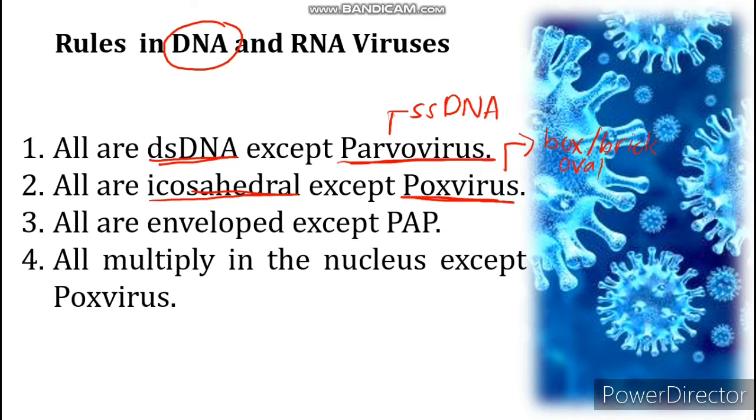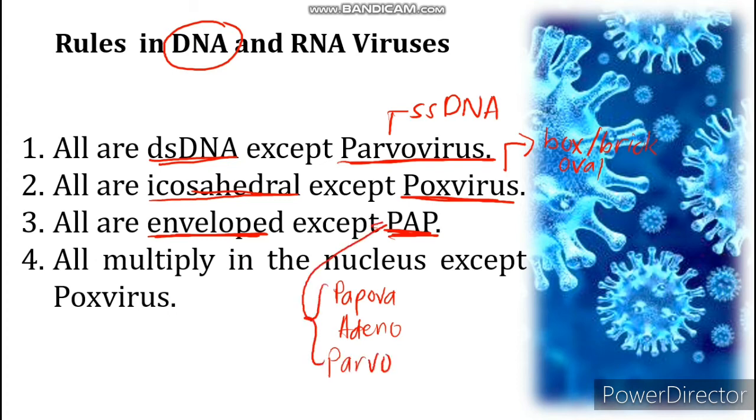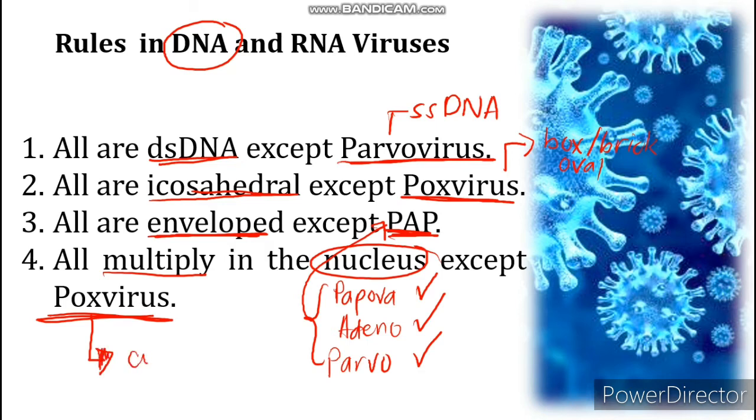Next, all are enveloped except your PAP. PAP stands for Papovavirus, your Adenovirus, and your Parvovirus. Okay? Again, all are enveloped except your Papova, your Adeno, and your Parvoviruses. And then lastly, all of the DNA viruses multiply in the nucleus except for Poxvirus because your Poxvirus multiplies in the cytoplasm.